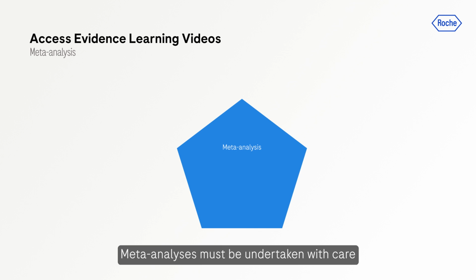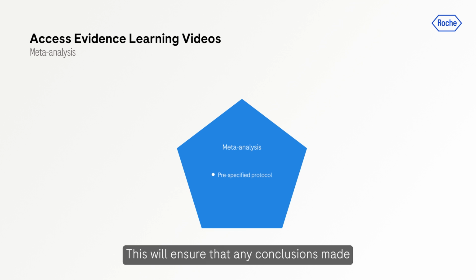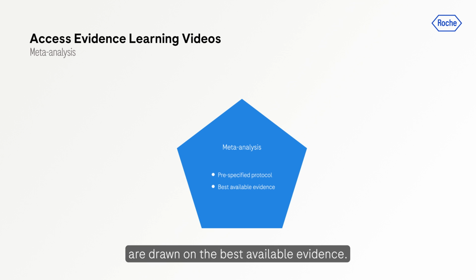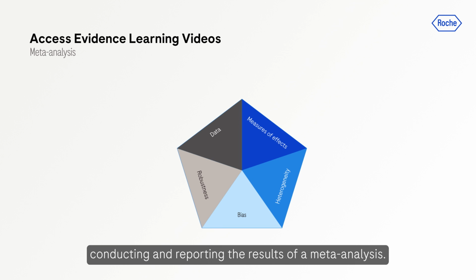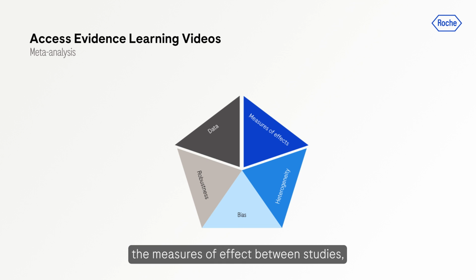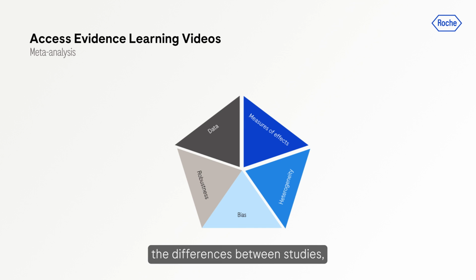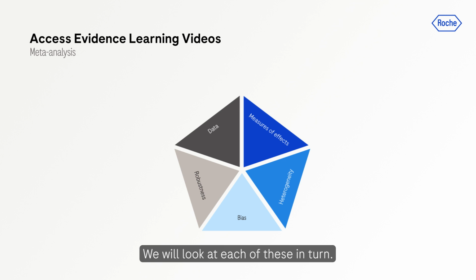Meta-analyses must be undertaken with care and should follow a pre-specified protocol that outlines assumptions and methodologies to be applied. This will ensure that any conclusions made are drawn on the best available evidence. There are 5 areas that should be considered when planning, conducting, and reporting the results of a meta-analysis. These are the data to be combined, the measures of effect between studies, the differences between studies, how to deal with potential bias, and how to determine the robustness of the findings. We will look at each of these in turn.